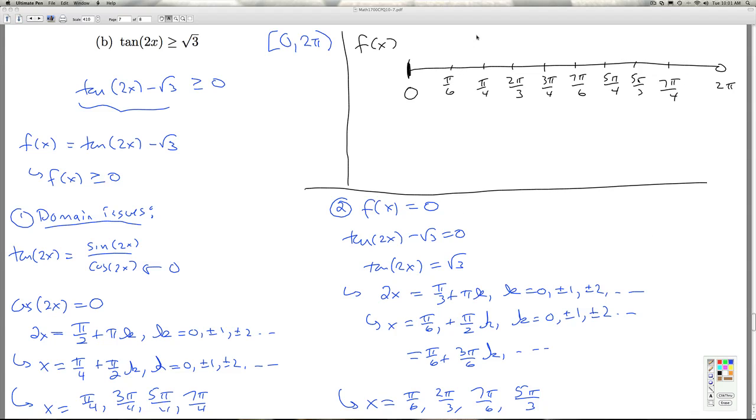Okay, so above the pi over 4, etc., we've got to put question marks because we don't know what's going on there. All right, because it's undefined there. And then above the pi over 6s and pi over 3s, we put zeros there because the function is 0. And now what we need to do is get in here and test what's going on.